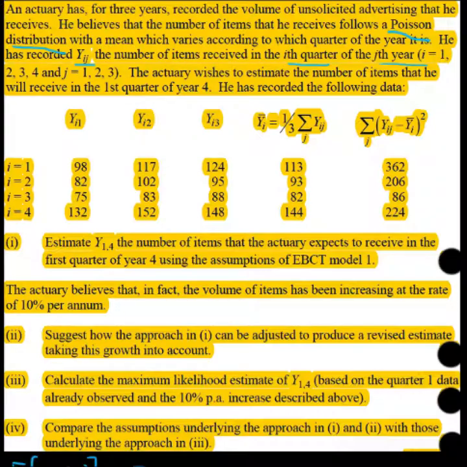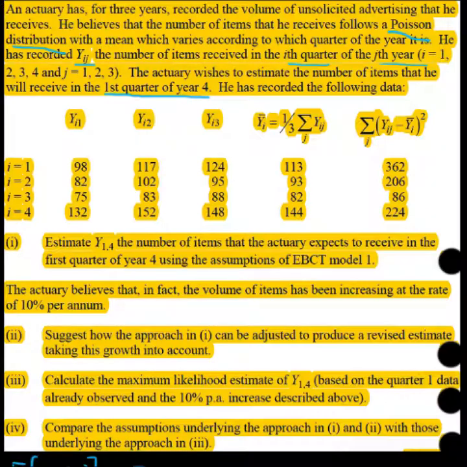The actuary wishes to estimate the number of items that he will receive in the first quarter of year 4, and has recorded the following data, over here. This is quarter 1 in year 1, quarter 1 in year 2, quarter 1 in year 3, and this is quarter 4 in year 3. They've worked out already for us the averages for each of the quarters. So that's the average of all the quarter 1s, the average of all the quarter 2s, and so on.